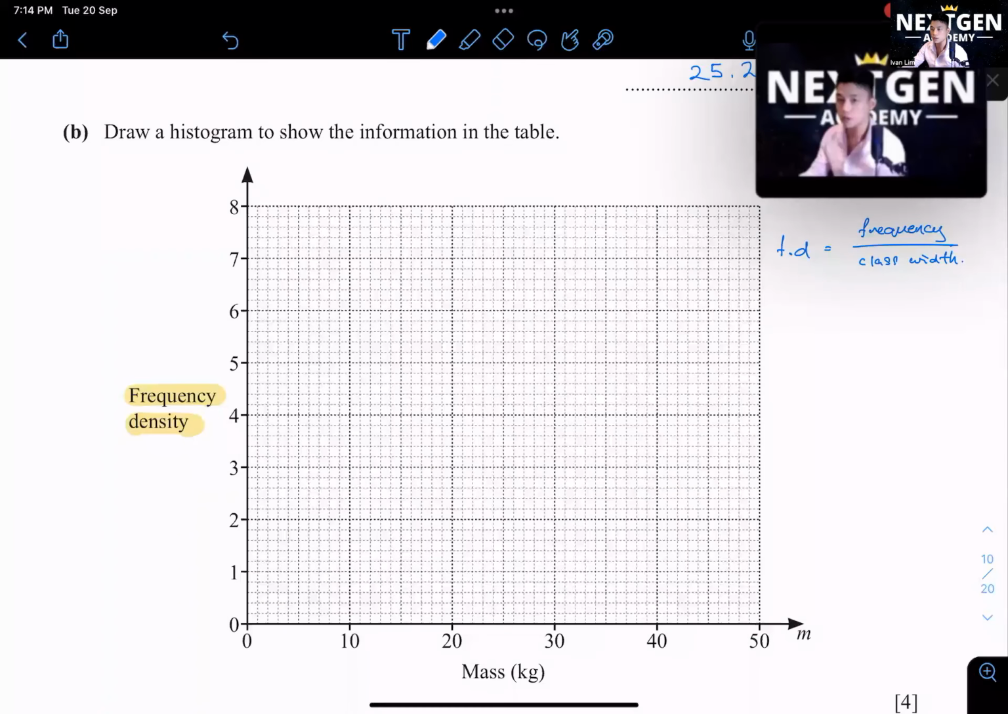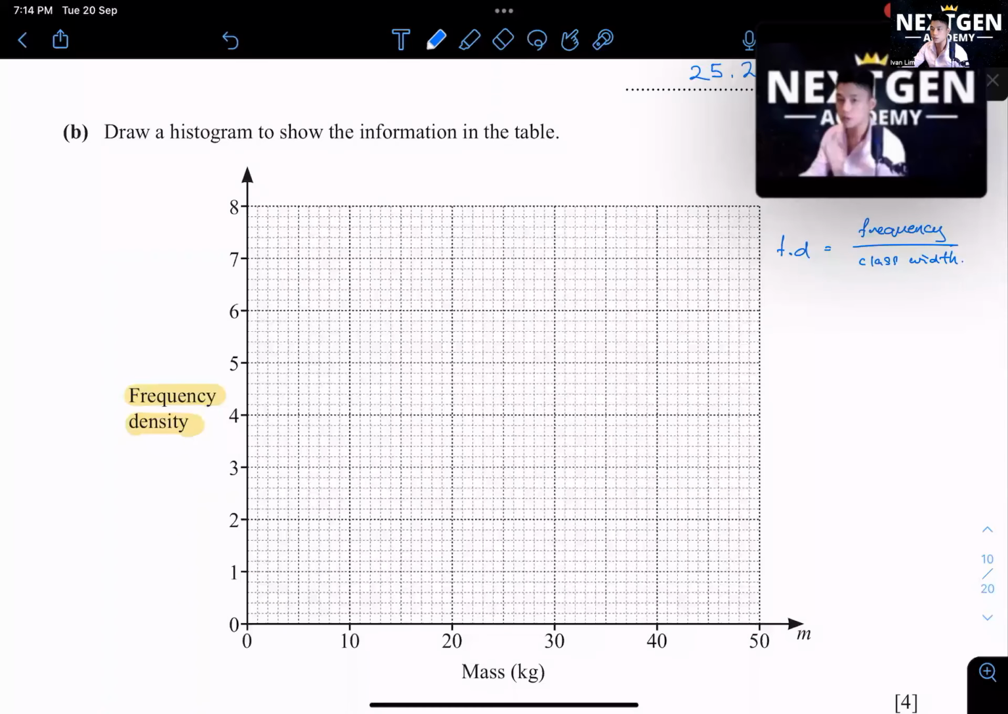Especially the new ones, you all know what I am doing here? I'm just reading from this table. Your frequency is all these values. Your class width is how big each class is: 10 minus 0, 20 minus 10, 25 minus 20, 40 minus 25, 50 minus 40. Here's the formula: frequency density equals frequency over class width. This one you have to memorize.